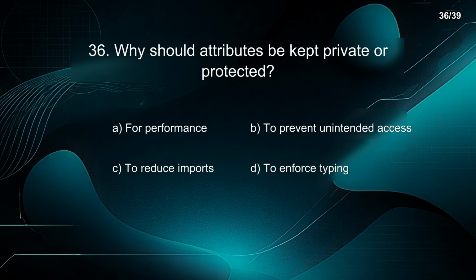36th question. Why should attributes be kept private or protected? A. For performance. B. To prevent unintended access. C. To reduce imports. D. To enforce typing. Correct answer is B. To prevent unintended access.